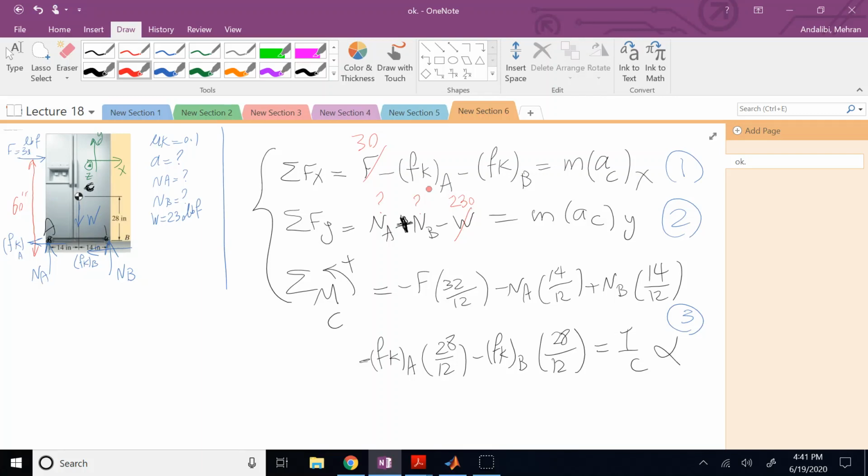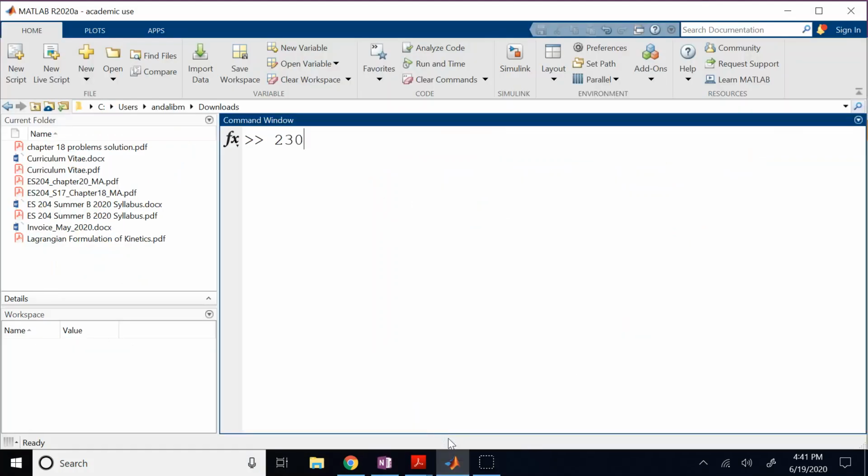Then mass I can find. Alpha is unknown. Acceleration CX and CY are unknown. IC I don't know because the specs are not given. I don't know the total length of the fridge and the mass distribution, so IC I don't know. Mass we have to find. Remember that here it's weight, not mass, so mass is W divided by G, and W is 230, I'm sorry. And when we work in the British system, G is 32.2. So we get that. You're going to get 7.14.